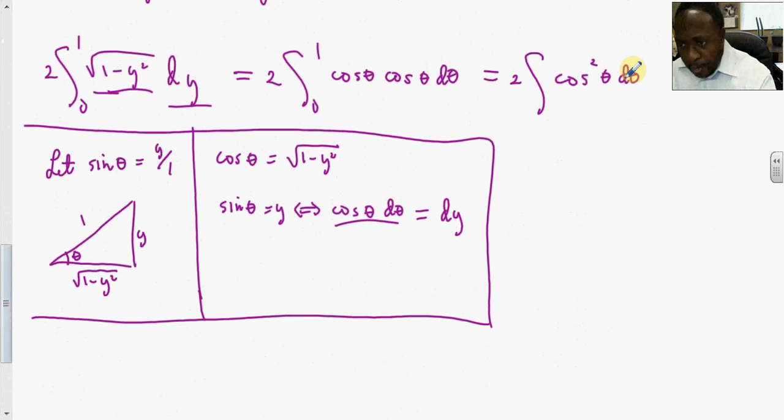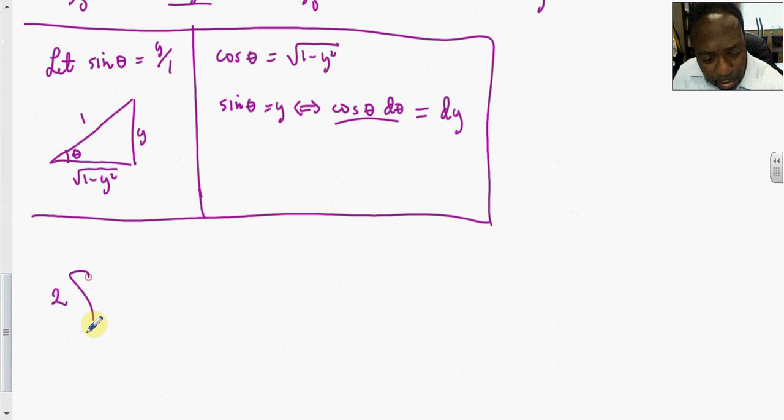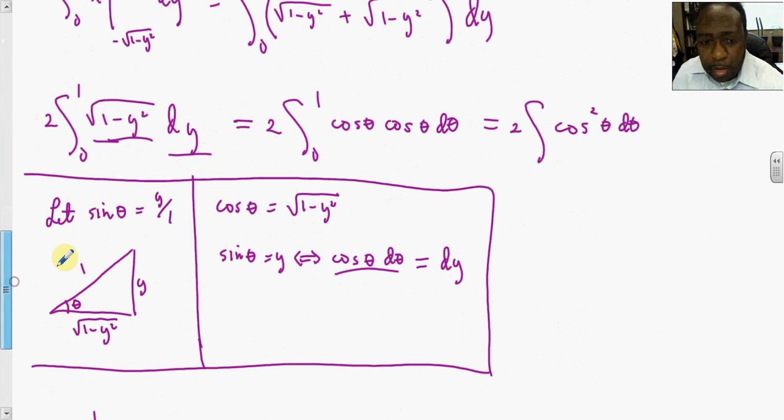So, let's take this guy and put it here. This is 2 times the integral from 0 to 1.